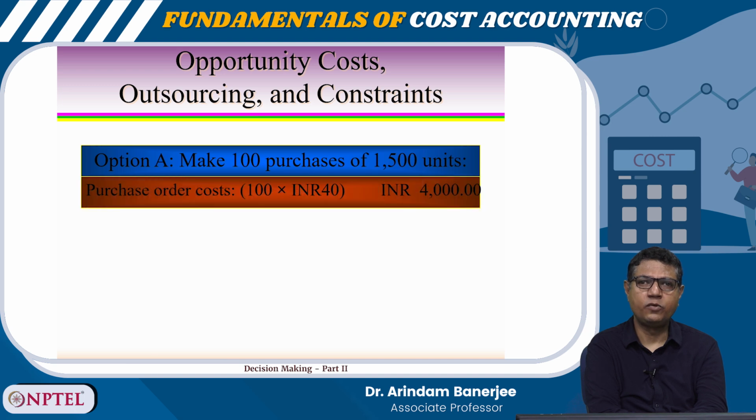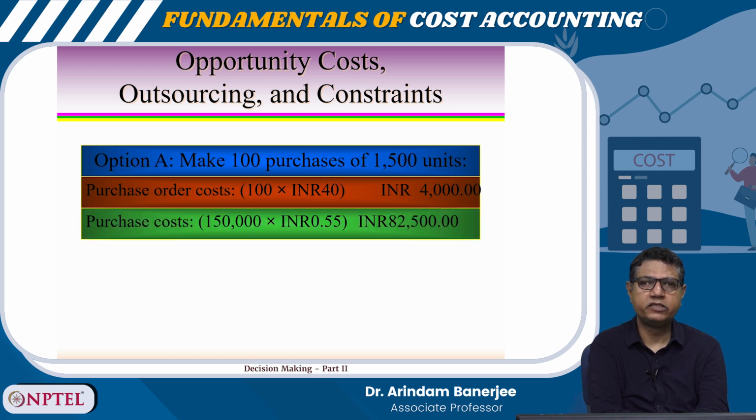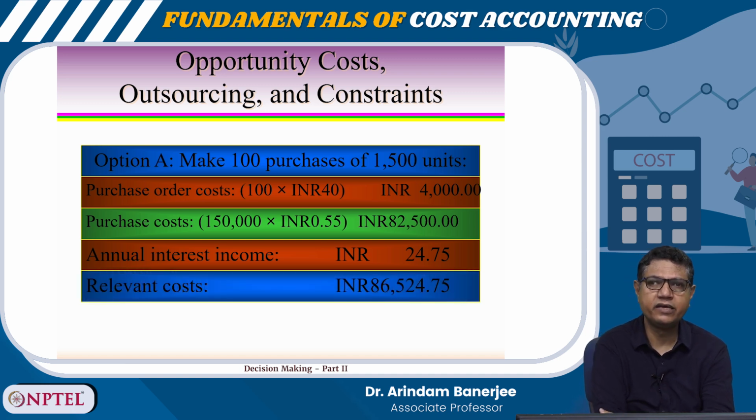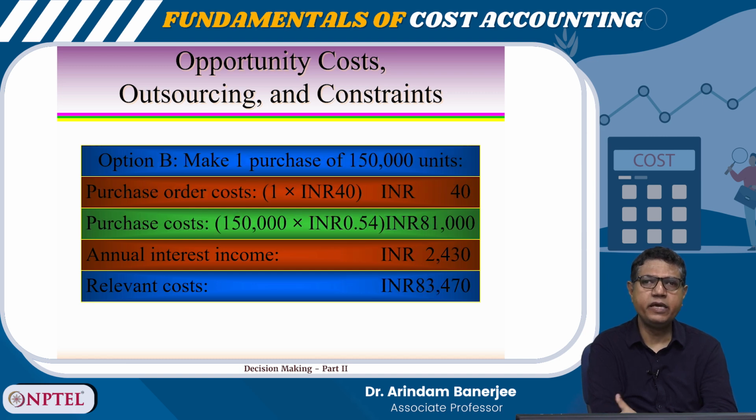So, option A is what? Make 100 purchases of 1500 units, that is 1,50,000 units. So, purchase order cost is 100 into rupees 40, that is rupees 4,000. Purchase cost 1,50,000 into 0.55, that is 82,500. Annual interest income is 24.75 rupees. Relevant cost, if I add this, I am getting rupees 86,524.75. Fine.